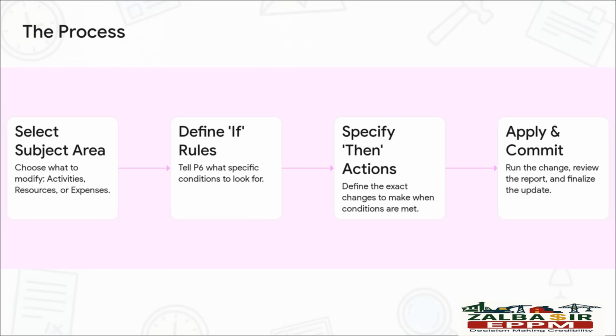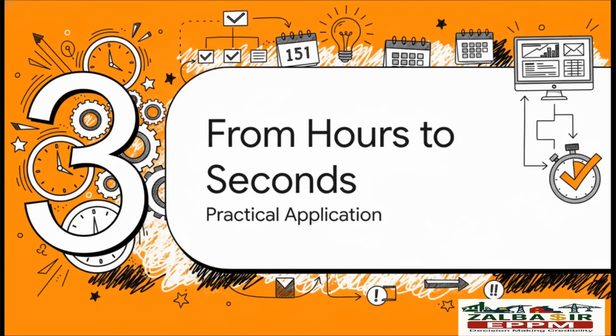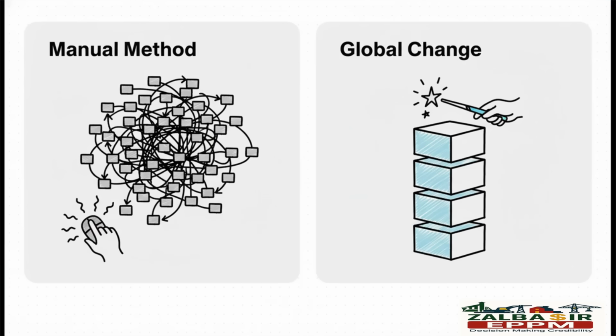That's your then. Now, let's see how this plays out in a really practical, real-world example. This is where all that theory becomes reality, and you really get to see the power of this tool. We're going to look at a super common scenario, one that really shows off its incredible efficiency. I want you to imagine you've got a schedule that's been updated with progress, but now you need to revert it back to a clean baseline. Strip out all the actuals, the start dates, finish dates, percent complete, all of it. Doing that by hand is an absolute nightmare. With Global Change, it's just a few clicks.